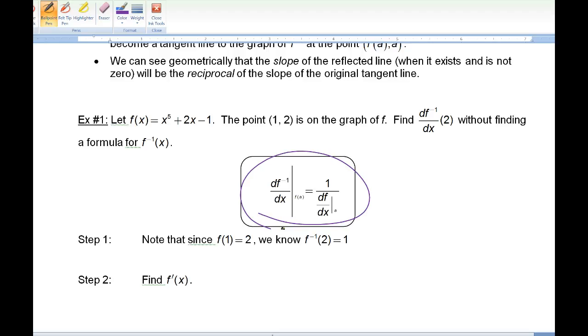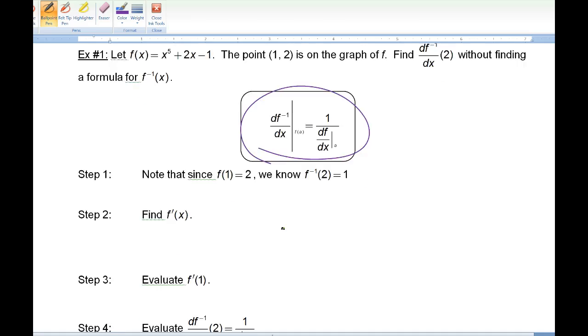So let's go ahead. We're going to find the derivative of the original function. So what would that be? F prime. So 5x to the fourth plus 2. So now we want to evaluate. Are we not supposed to find the formula? It said without finding a formula for the f inverse. So this is just going to be 7.